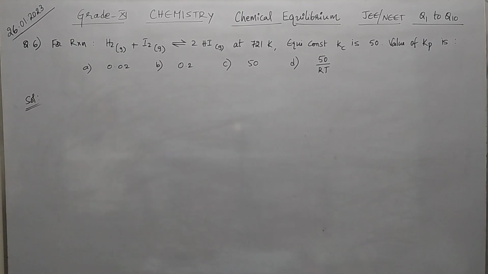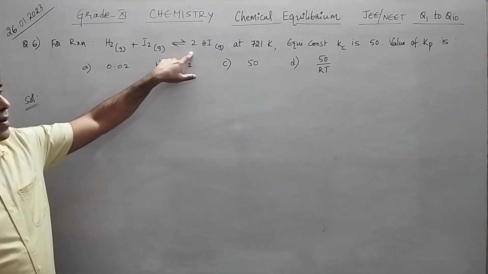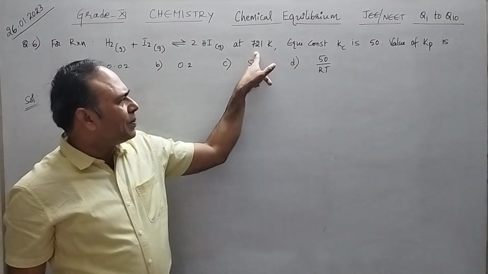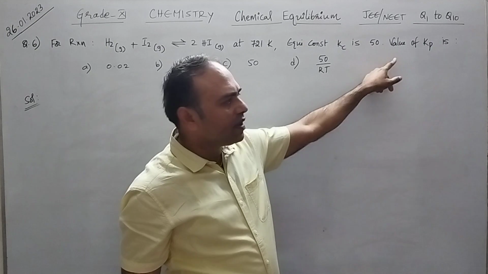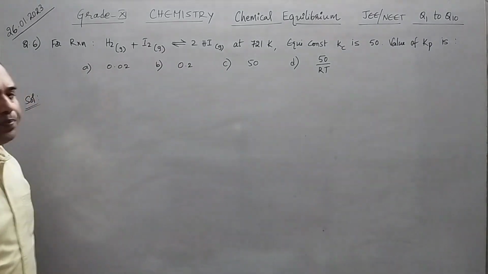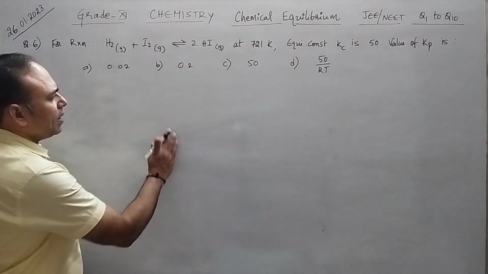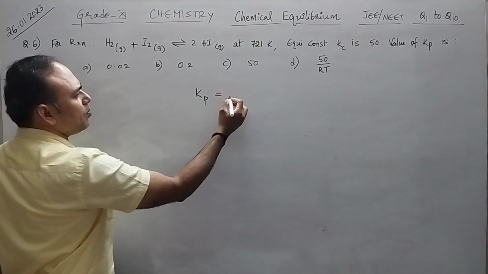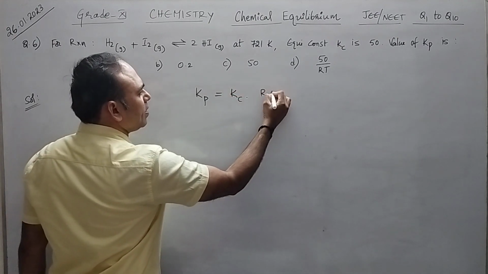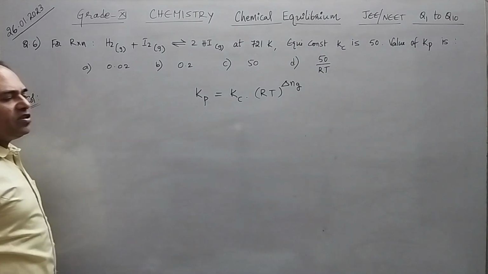Next, question number 6. For the reaction H2 gas plus I2 gas gives 2HI at 721 Kelvin temperature, the equilibrium constant Kc is given as 50. They are asking to find out the Kp. See, if you know the relation between Kp and Kc, the answer will be easy. What is the relation? Kp is equal to Kc into RT to the power delta Ng.